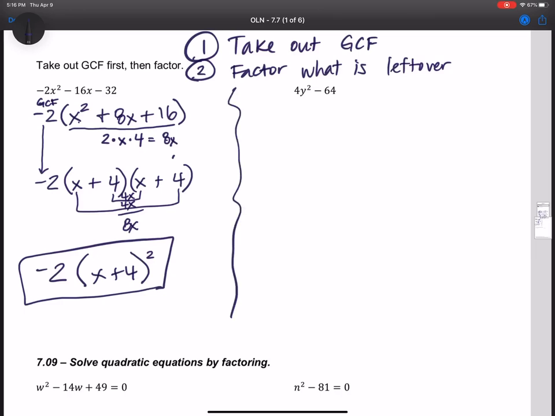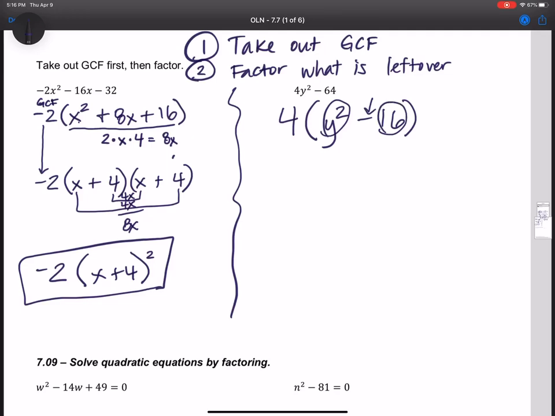All right, let's try another one. First of all, take out your common factor. Well, 4 can actually multiply to 64 also. So we're going to take the 4 out, which is then left over with y squared minus 16. This is from the video of the difference of 2 squares. We are subtracting 2 things that are perfect squares.